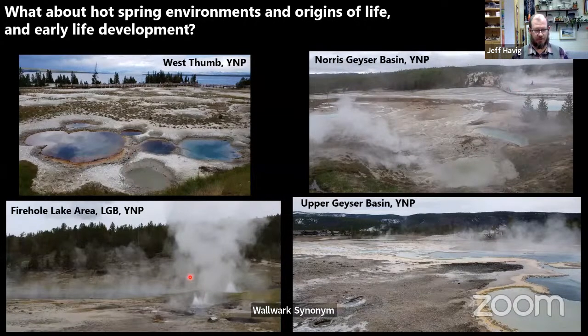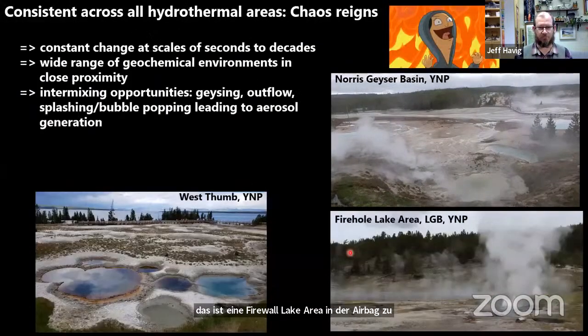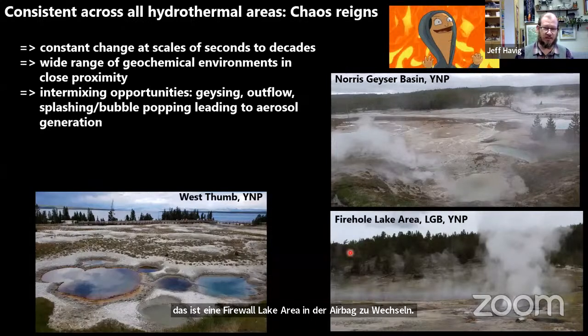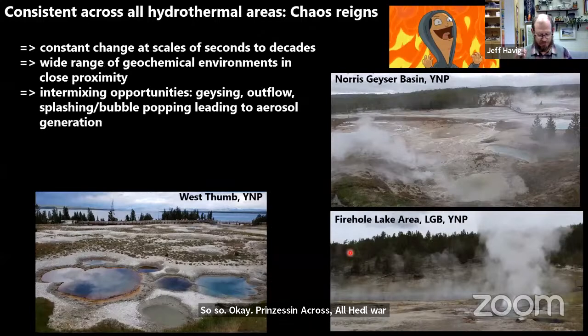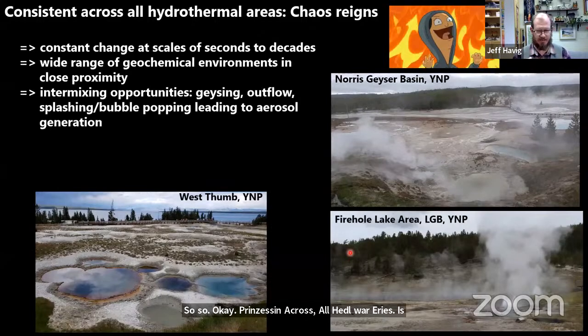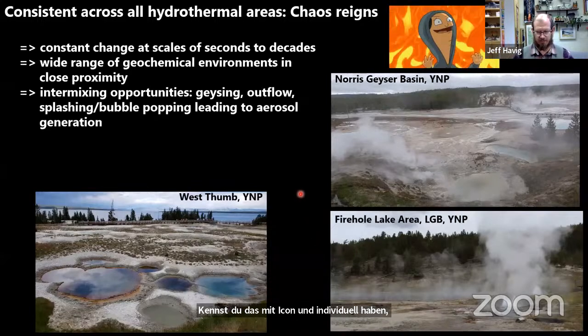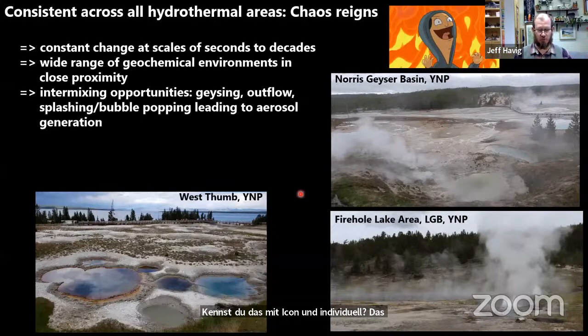This is the Firehole Lake area. Again, lots of different types of hot springs packed together. And the Upper Geyser Basin, lots of different hot springs all packed together. So consistent across all hydrothermal areas is that chaos reigns. This is consistent with Iceland, consistent with New Zealand, and any other hydrothermal system that I've ever seen: there's a lot of different hydrothermal expressions, different hot springs that are relatively close together spatially, and you can have a lot of different types of geochemistry happening within close proximity.